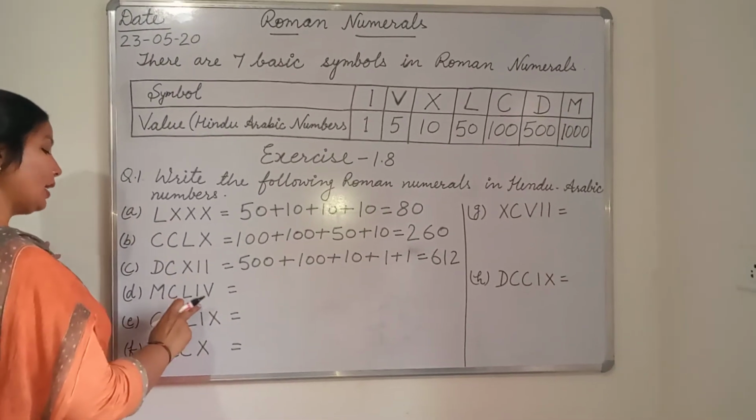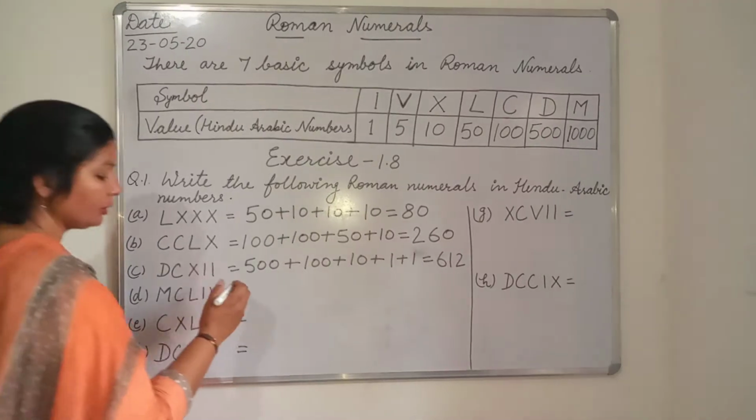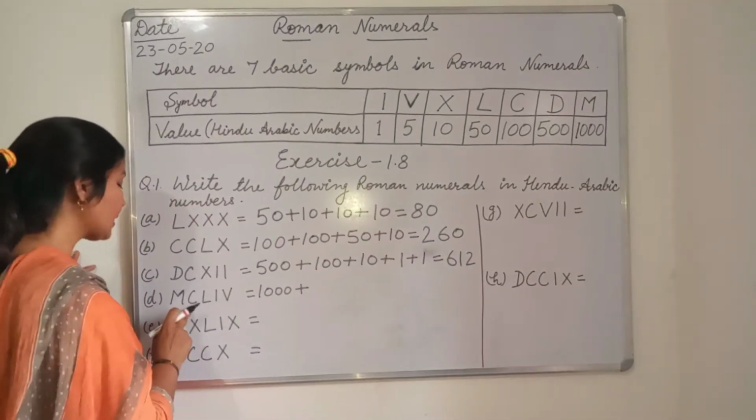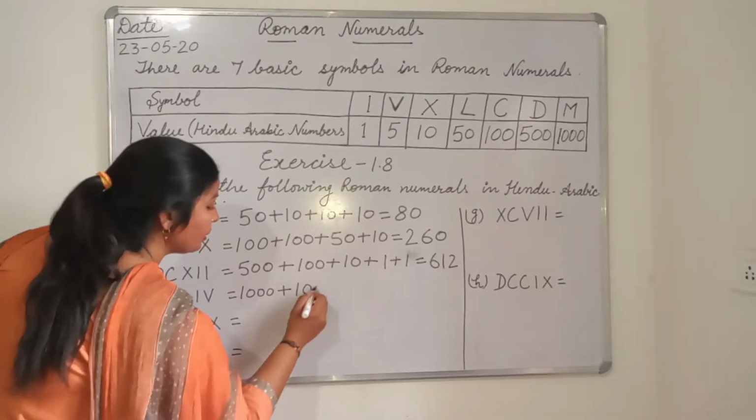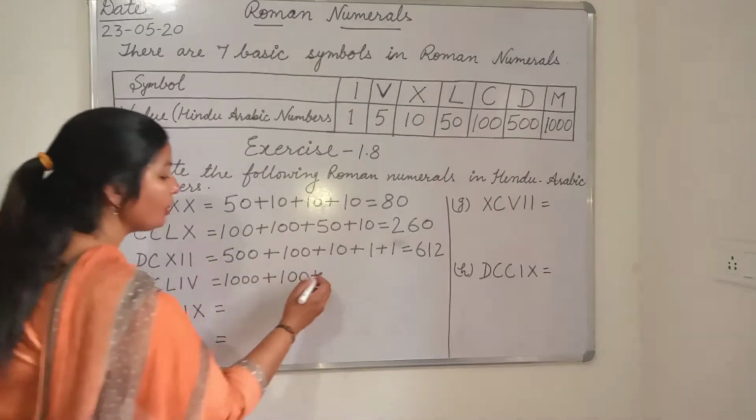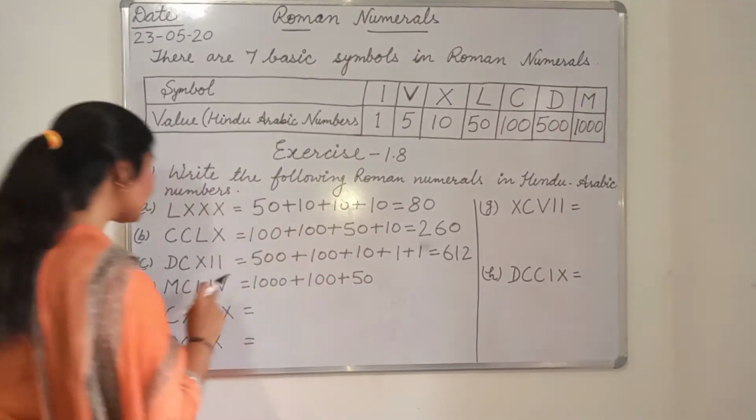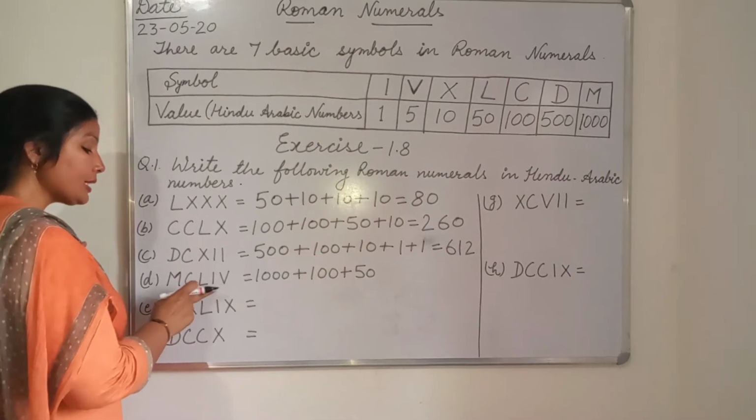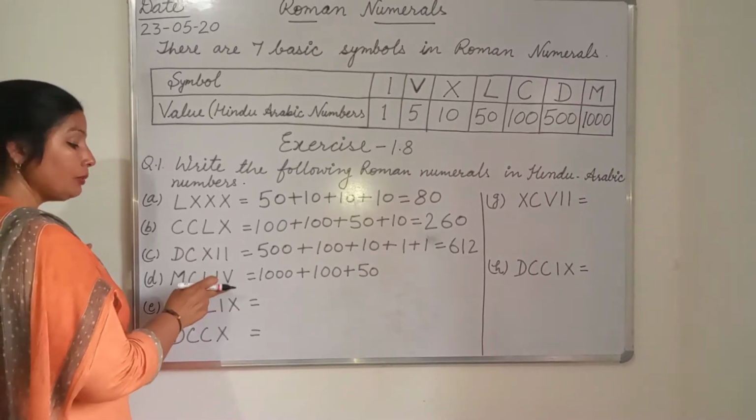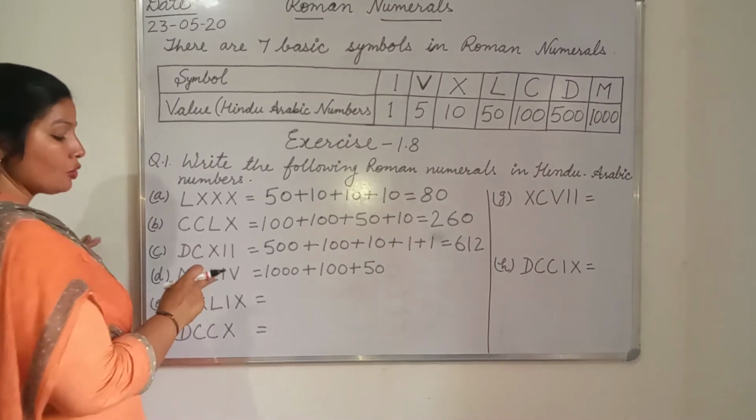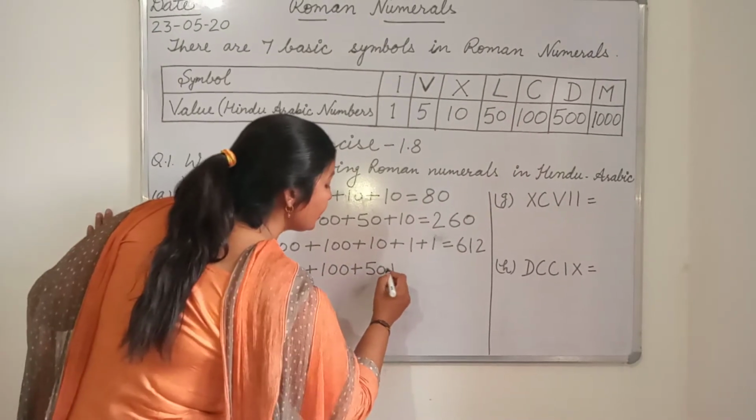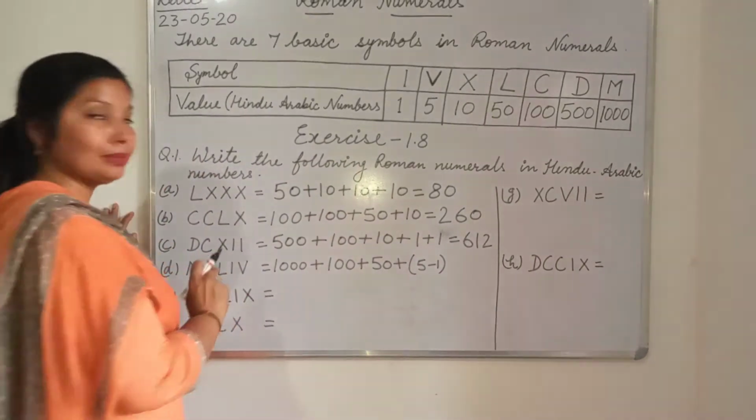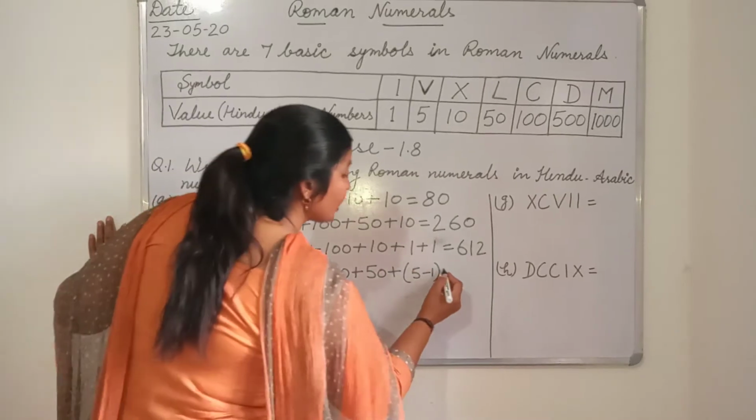Okay, next. M, C, L, I, V. M means what? 1000. Then after that, C. C means 100. Then we have L. L means 50. Now we will see that I then V. After I we have a big symbol. That means this I is in subtraction with the V. So V means 5, 5 minus 1. So we can write it like this: plus, in the bracket, 5 minus 1. Okay, so now we calculate that.